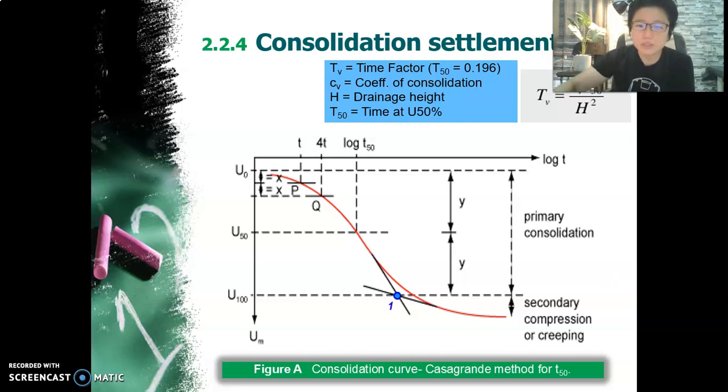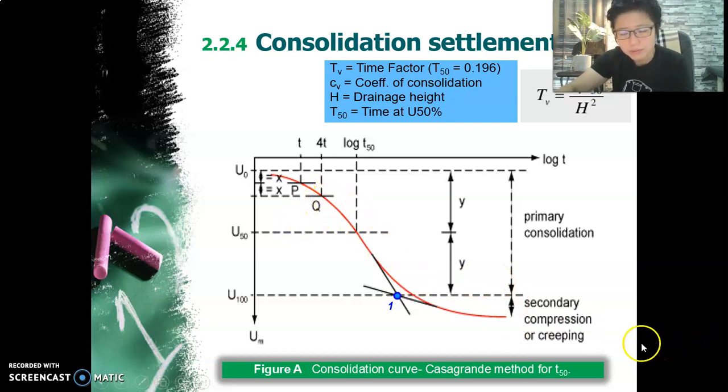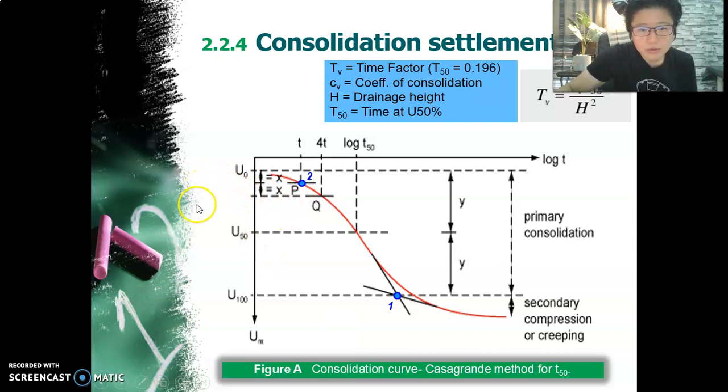First, just extend the straight line bit of your plot down, and extend backwards your creep bit, right? Can you see? And you get the first point. Next, that is your U100, right? Next, you are going to try to find your U0. That is the initial pore pressure, when it's 0, right?